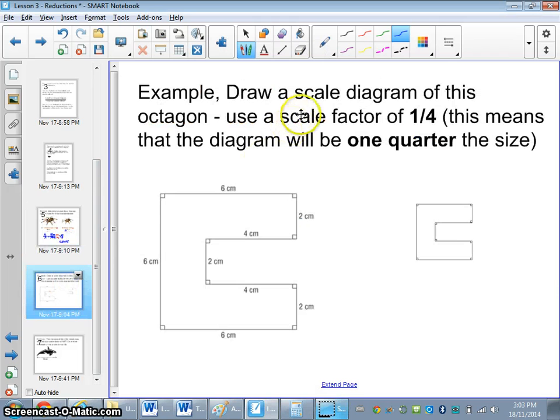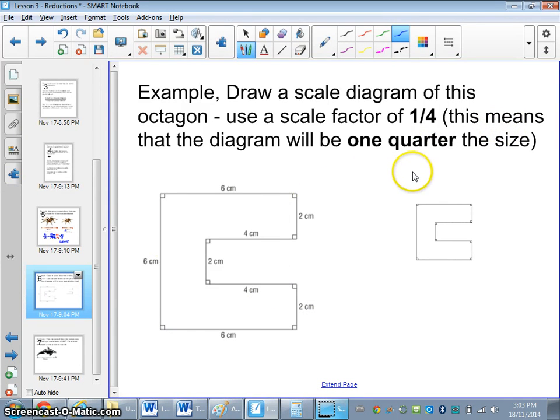Okay, another example here. We want to draw a scale diagram of this octagon. 8 sides means it's an octagon. And then we want to use a scale factor of 1 over 4 to create my new diagram. Again, this means that the diagram will be 1/4 the size. So each of these lengths will be 1/4 of the length.